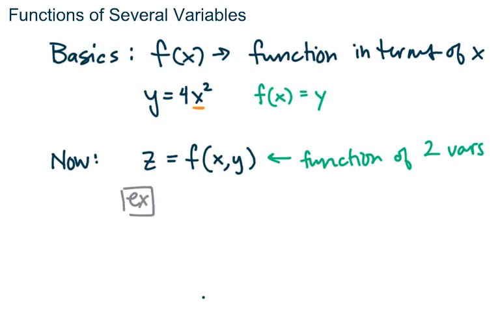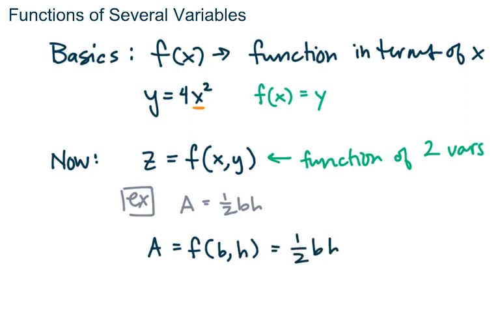Think about maybe some area equations. Area equals 1/2 base times height. That's the area of a triangle. So if we wanted to write this using our function of two variables notation, we might say A equals a function of base times height, B times H, or 1/2 base times height.